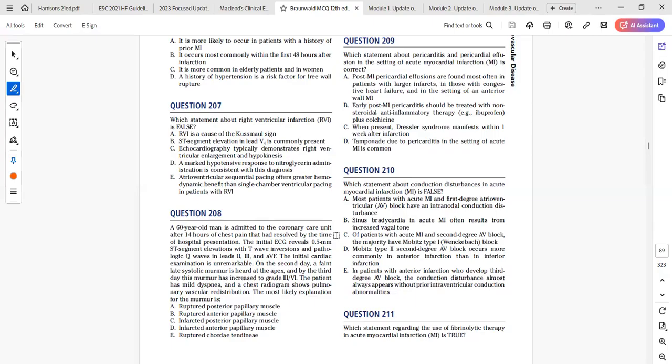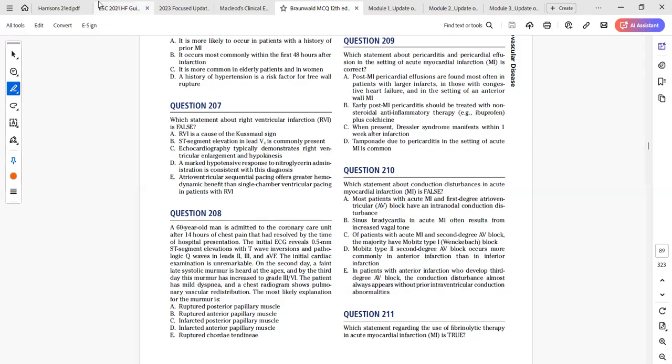In E, patients with anterior infarction who develop third degree AV block, the conduction disturbance almost always appears without prior intraventricular conduction abnormalities. So a peculiarity of patients with anterior infarction, as opposed to ones with inferior infarction, is that they can go straight on to develop a grade 3, compared to the ones with inferior infarction, who may have first degree AV block, then go to Mobitz type 1 or type 2 and then go to grade 3 AV block. So I don't know if there are other contributions from my colleagues.